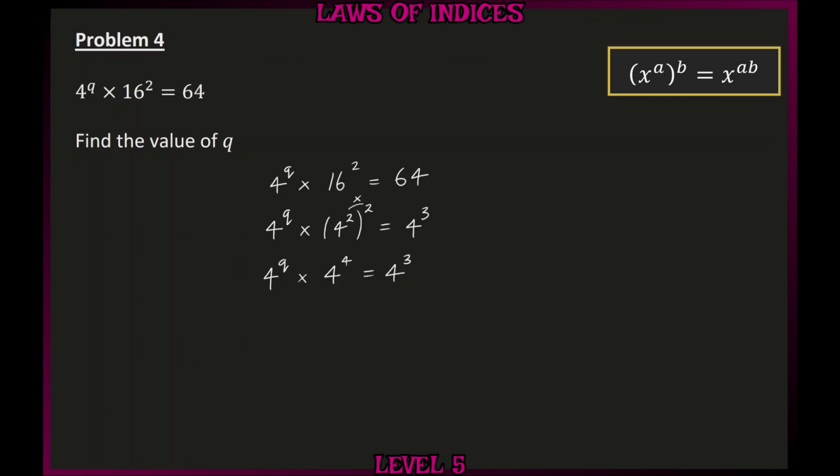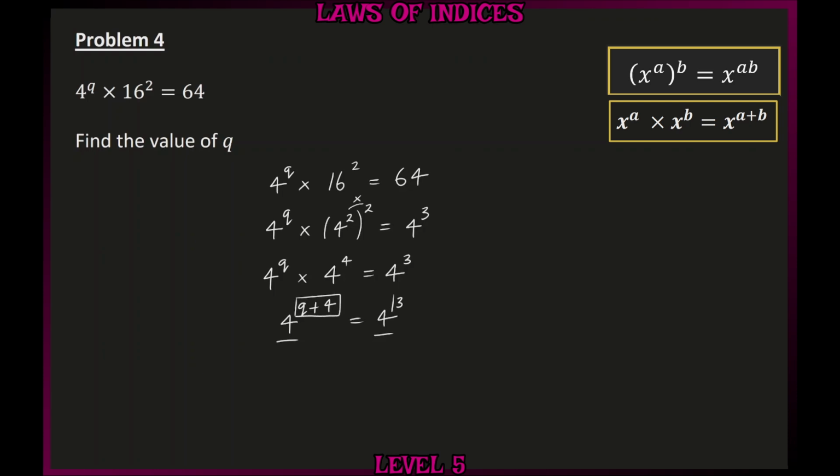Once again, looking at the left-hand side of the equation, we can see that we're multiplying together indices which have the same base. So we can use this law, which tells us that 4 to the power of q multiplied by 4 to the power of 4 is equal to 4 to the power of q plus 4. And that's equal to 4 to the power of 3. Now that we have the same base on both sides of the equation, which is 4, we can simply compare the powers and say that q plus 4 must be equal to 3.